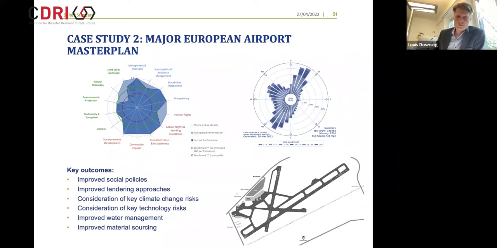And the same on the climate change side, looking at the impacts of regulation and customer choices with regard to flying and where fuels are coming from. And this airport was able to do some really interesting stuff in terms of the way that they could incentivize planes to spend less time taxiing, and also to use biofuels where possible. So really interesting. Also improved water management and improved material sourcing for all the new buildings that we're going to put in.